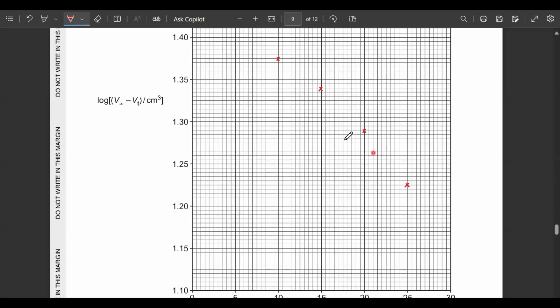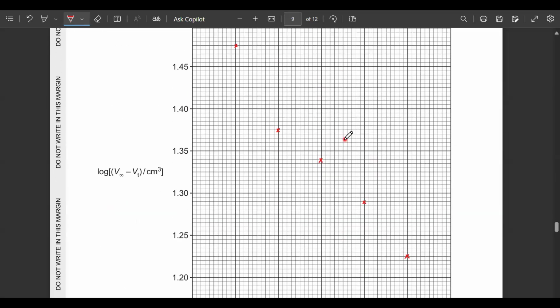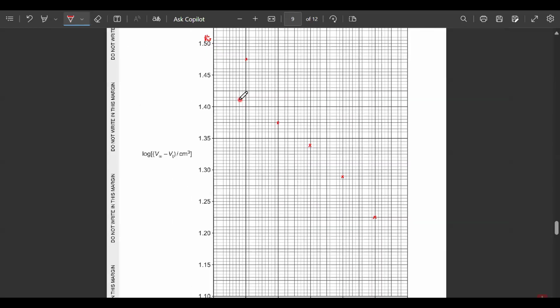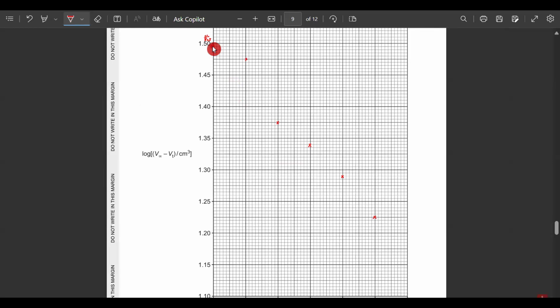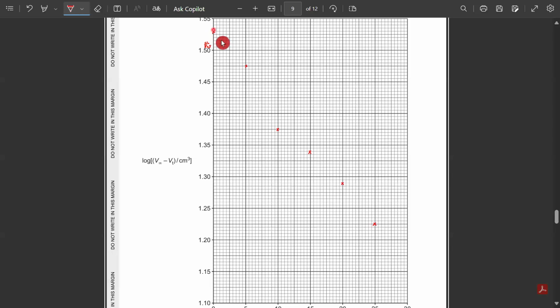I have just also plotted some of the points by myself, and this is what I see here. The graph should be a straight line, but which point becomes anomalous here? Where do you find the anomalous point here?